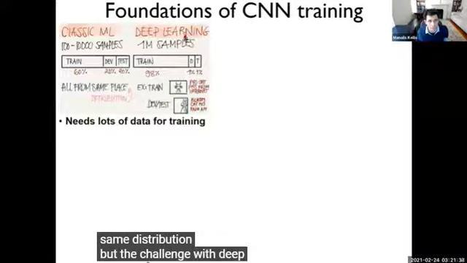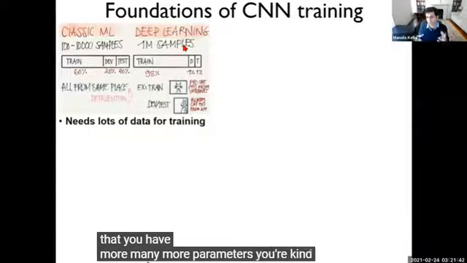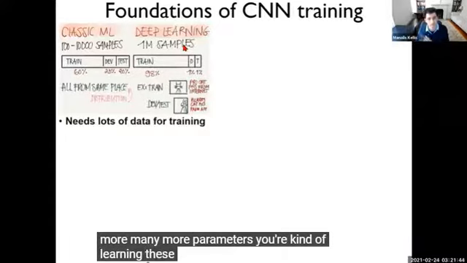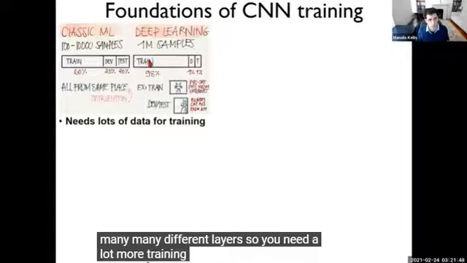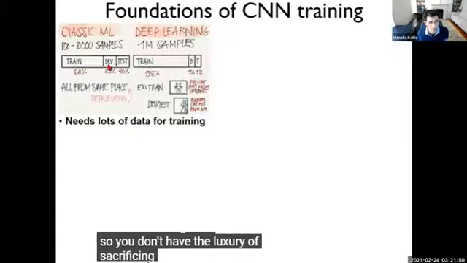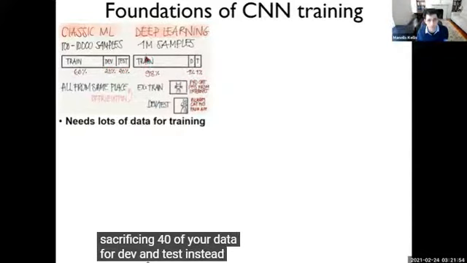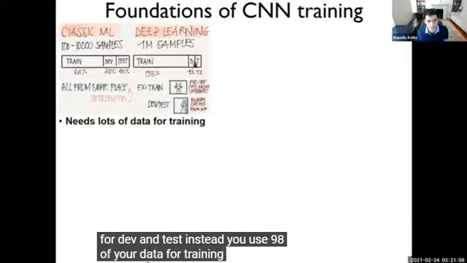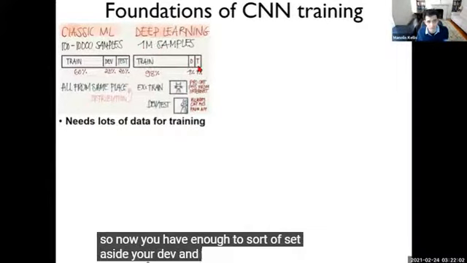But the challenge with deep learning is that you have many more parameters. You're kind of learning these at many different layers. So you need a lot more training data. So you don't have the luxury of sacrificing 40% of your data for dev and test. Instead, you use 98% of your data for training, and then you have millions and millions of samples. So now you have enough to sort of set aside your dev and your test.